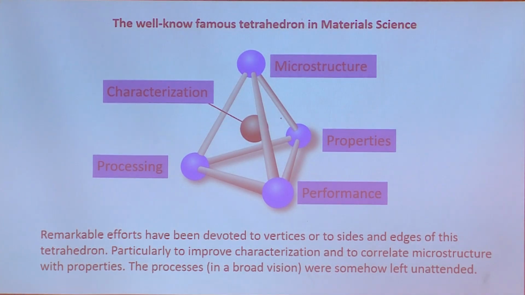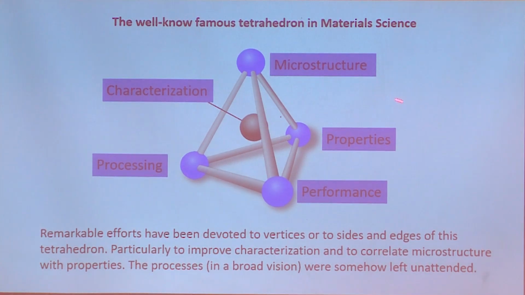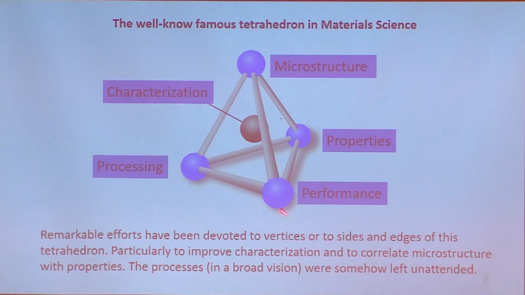So for us, material science people, we usually work with this famous tetrahedron. In this tetrahedron, we have in one vertex the microstructure, in the other corner the properties, the mechanical properties, other corner is the performance, and then we have the processing corner. And in the middle, we use characterization techniques to understand the microstructure, the properties, the performance, or whatever. Okay? The important thing here is that every corner is connected with the other point.